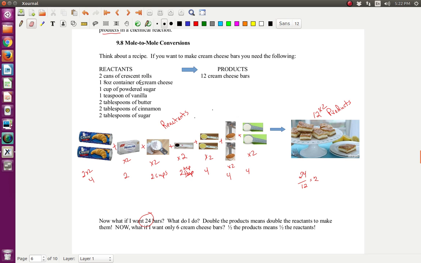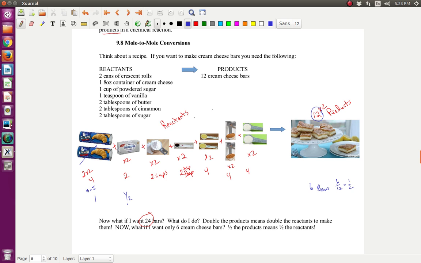Okay, so I'm going to erase this for a second and pull this up again and use a different number. What if I want 6 bars? Well, 6 bars is half of 12, right? Because 6 divided by 12 is 1/2. In other words, I need half of everything. So instead of 2 cream cheese rolls, I only need 1. So I'm going to multiply everything by 0.5, or multiply everything by 1/2, or divide it by 2.